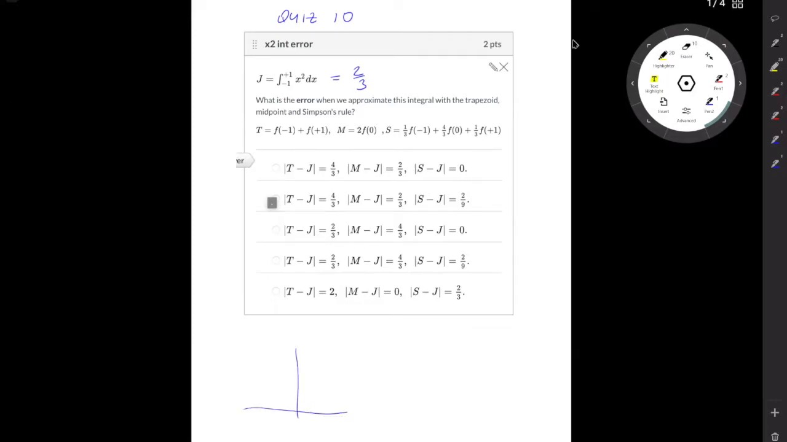We know from the trapezoidal rule that it will be equal to 2 because we will just evaluate these points. The midpoint rule is 0. And Simpson's rule, you can either calculate it directly as 2/3, or you know that it's going to be exact for polynomials of degree less than 3. And so that leaves us with 4/3, 2/3, and 0 as the errors, and that is the exact answer.